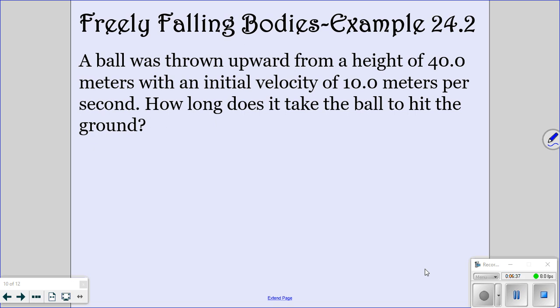We have a ball thrown upward from a height of 40 with an initial velocity of 10 meters per second. How long does it take the ball to hit the ground? All right, so again, we're going to start off with our 2 equations and see what we get. And again, it's changing y because it's a vertical change.